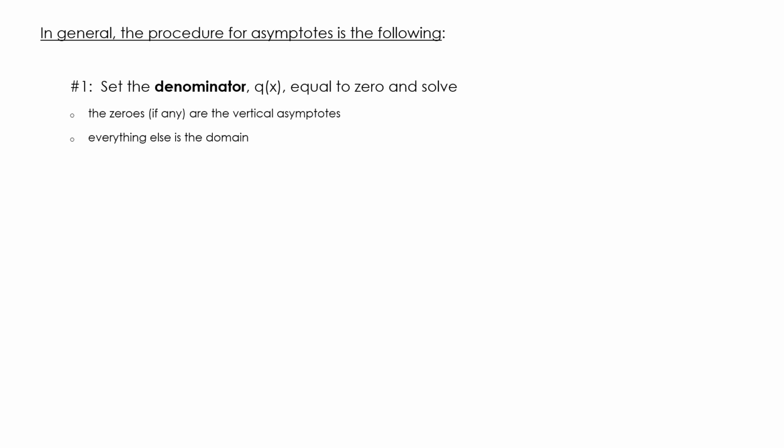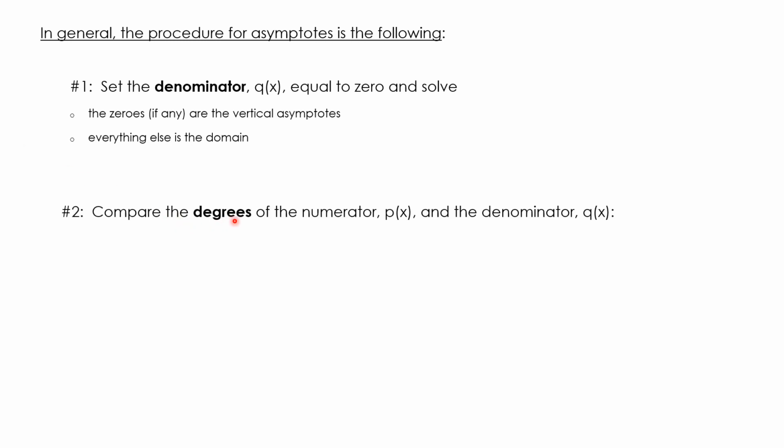In general, here's a summary for you for all those asymptotes. Set the denominator, which we're going to call q of x, equal to 0. These are the restrictions on the denominator. The first thing you do, and we've done this first in pretty much all of our examples, is look for restrictions. The restrictions, or the zeros of the denominator, are the vertical asymptotes. Anything else that is not a restriction is in the domain, so any other number is fine.